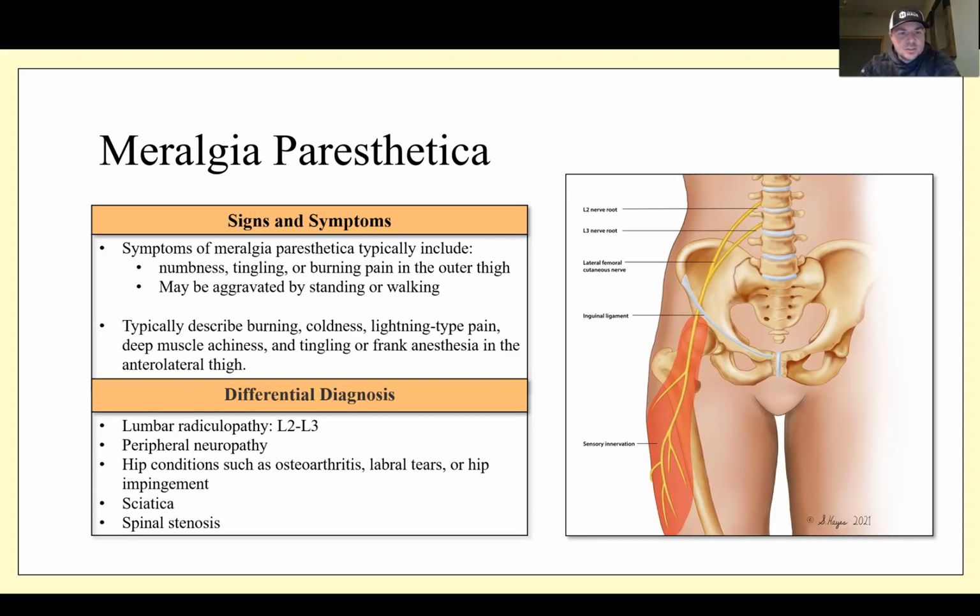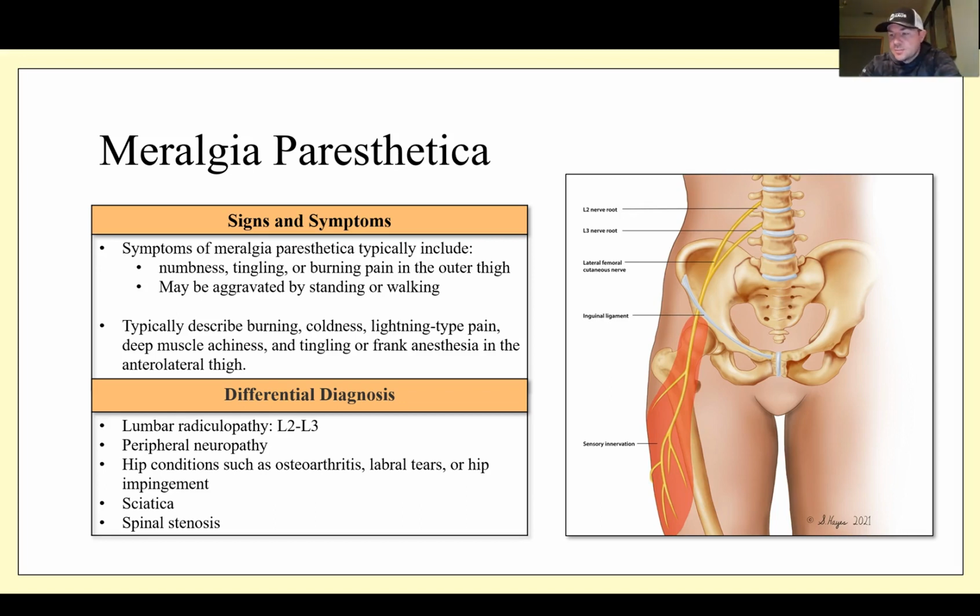Signs and symptoms here: numbness, tingling, burning pain in the outer thigh. It's really this patch of skin. So if someone's complaining of this, it's likely going to be this differential diagnosis, but you're going to have to assess other areas such as the lumbar area, L2, L3. You can see where the nerve roots branch off there. That gives way to this area. So you need to make sure they're not having a lumbar disc herniation, nerve root impingement type of situation there.